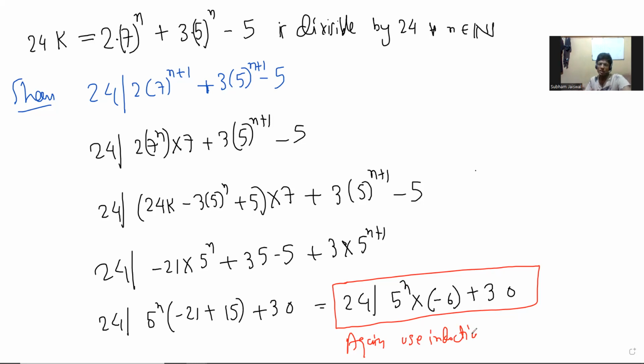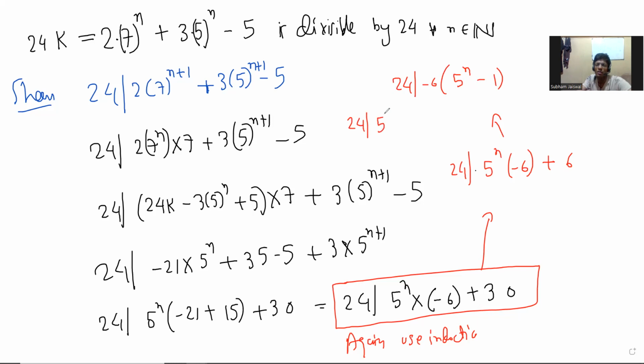So if it is true, then it should come. Or we could also just simplify this on the spot, in the sense that we can take a 6 and forget the 24 again. Now you write this as minus 6, and you can forget the minus 6 again. So now the job is to show that 24 divides 5 to the n minus something. Now this surely you can show by induction or certainly by other means also.